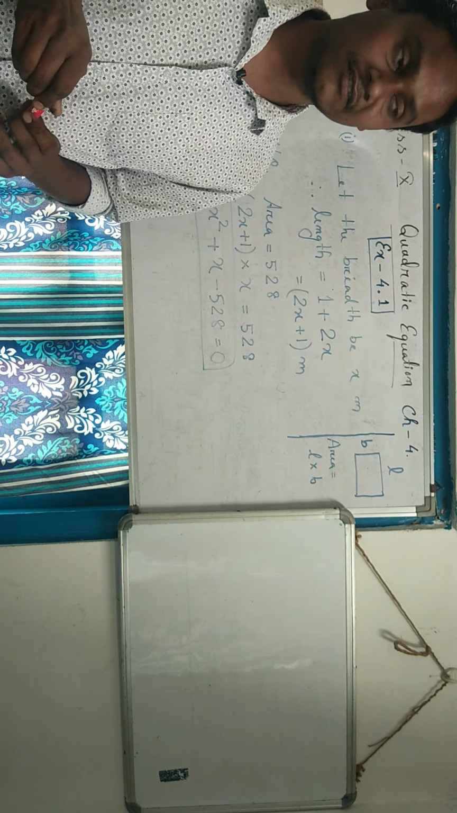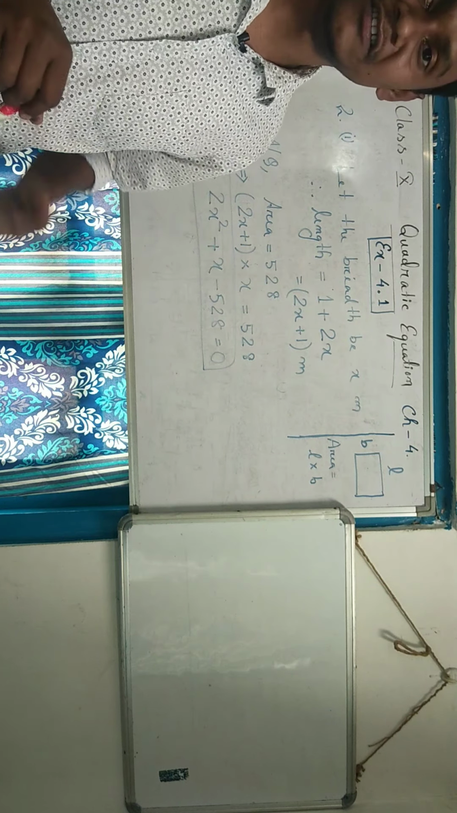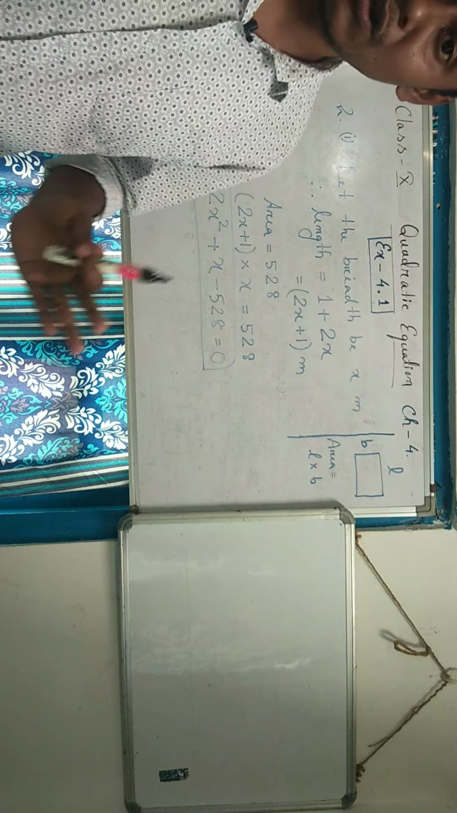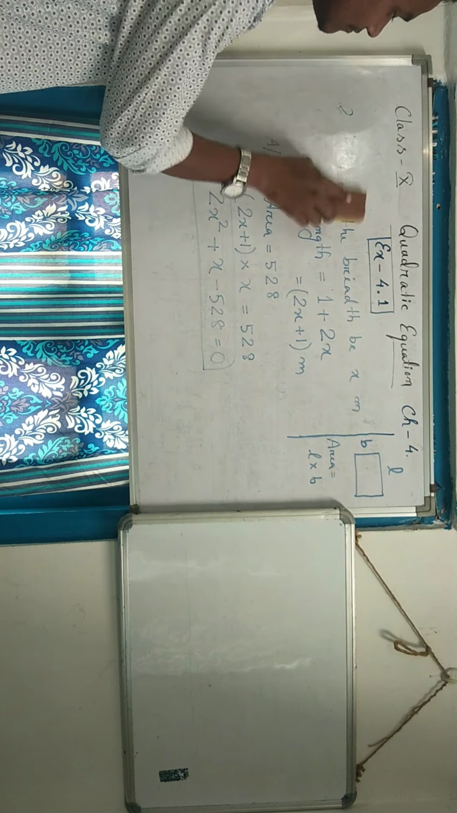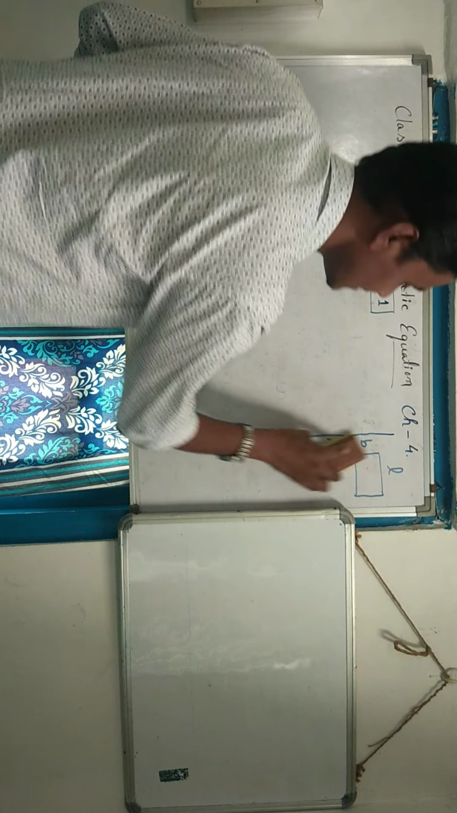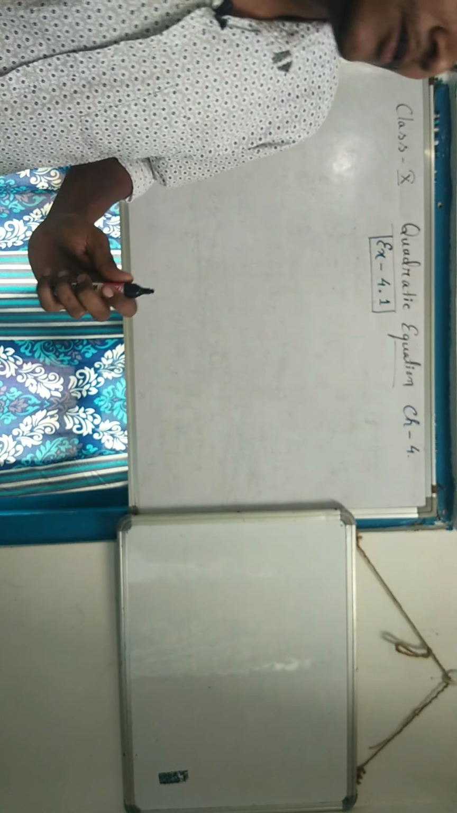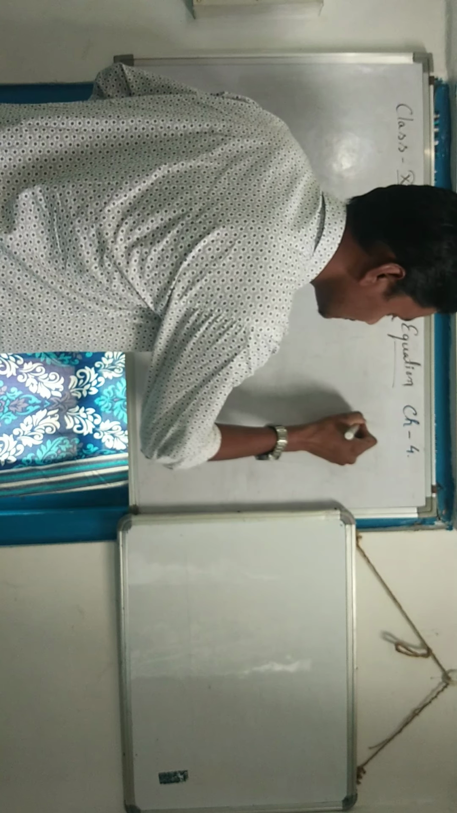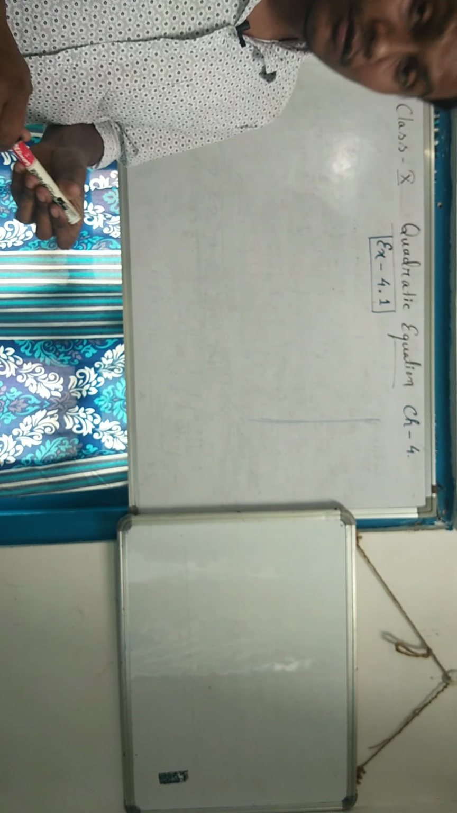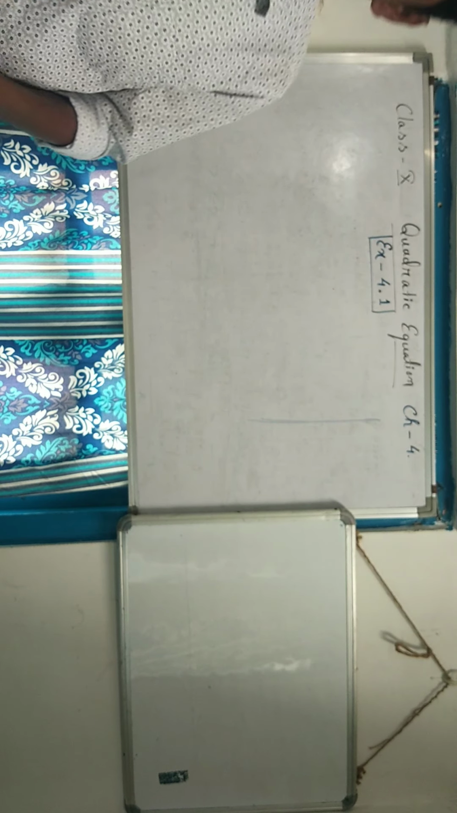So here the distance is given. At what speed the train is traveling, I don't know, but I know how much distance the train needs to cover, that is 480 kilometer. Whenever a problem like speed and distance comes, we have to solve it by using the concept of speed is equal to distance by time.